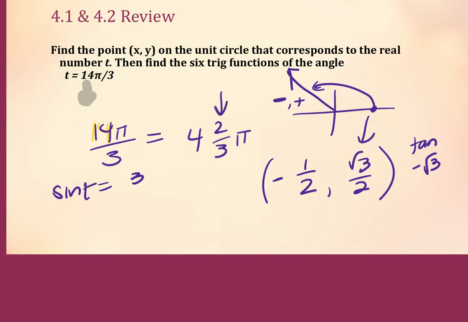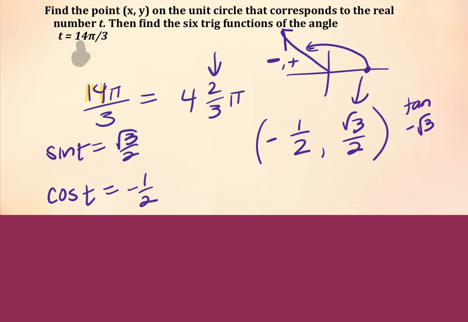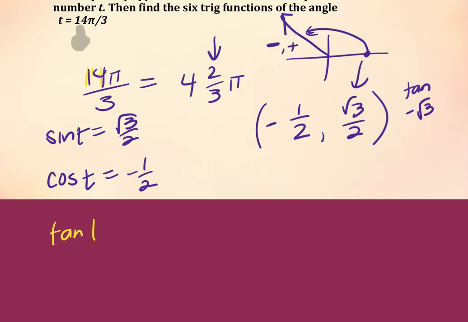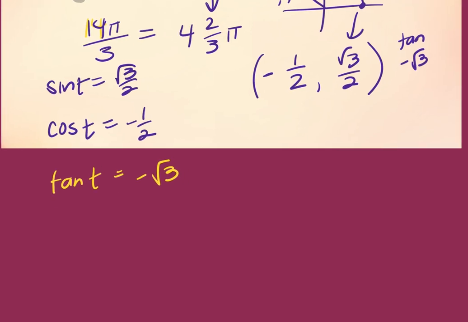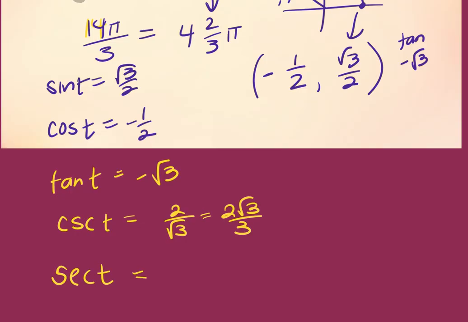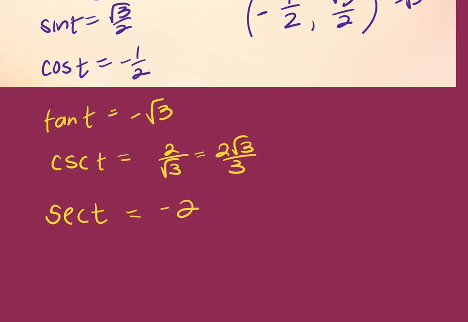All right, so then from here, we get our sine of t is the y coordinate, so it's root 3 over 2. Our cosine of t is the x coordinate, so negative 1/2. The tangent we just said would be y over x, or negative root 3 if you memorize your tangents. And then to get the cosecant, we're going to flip sine, which becomes 2 over root 3, then rationalize it, so it's 2 root 3 over 3. To get the secant, we're going to flip cosine, so negative 2. And to get cotangent, we're going to flip: 1 over root 3 would be negative, and then rationalize it, and it's negative root 3 over 3.